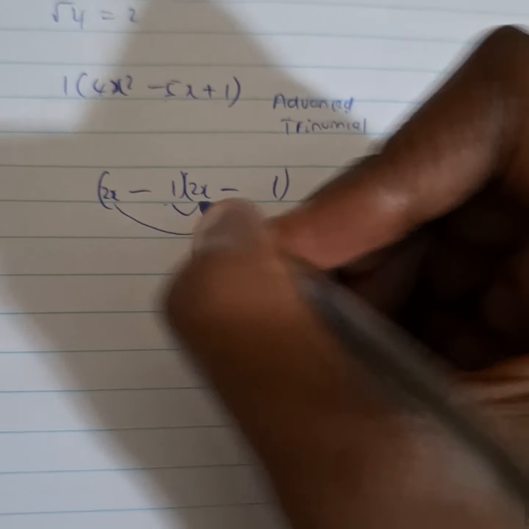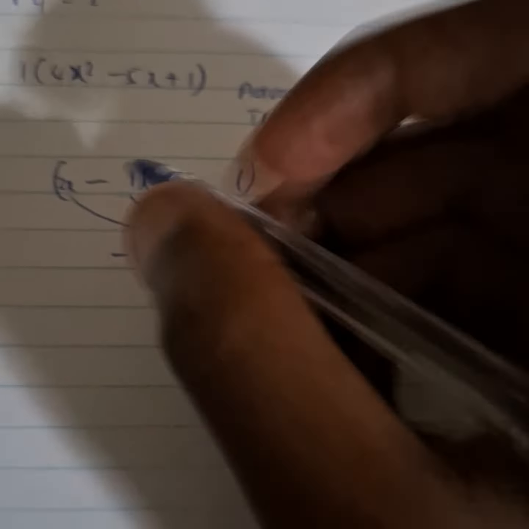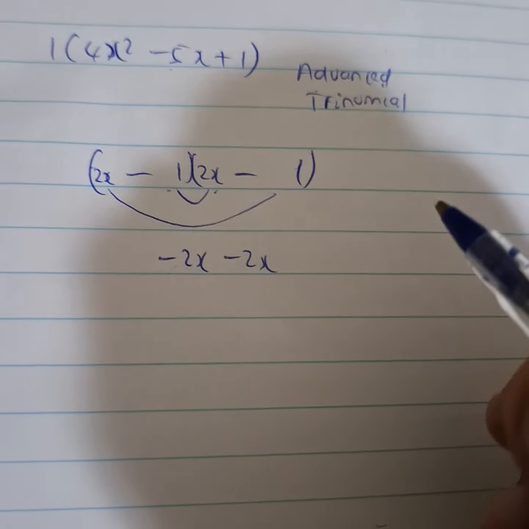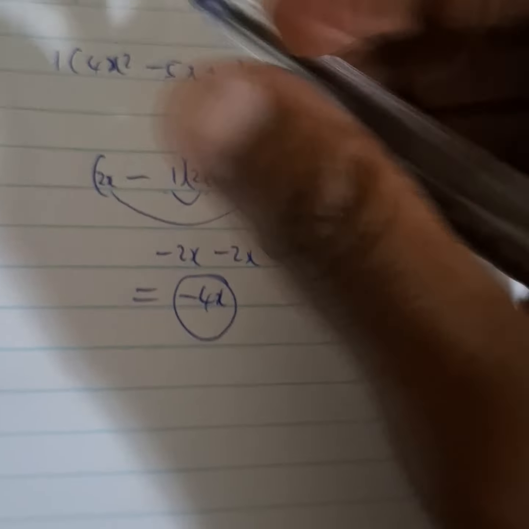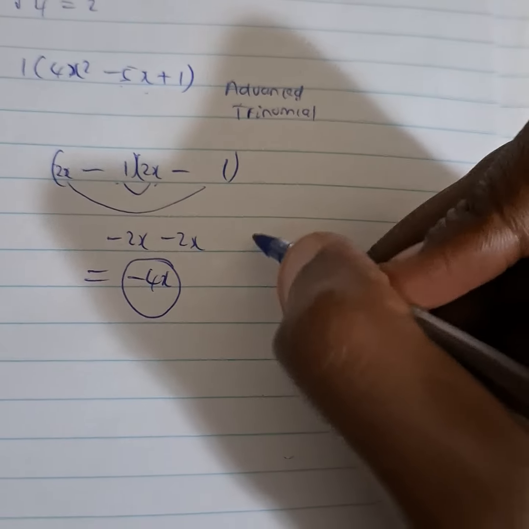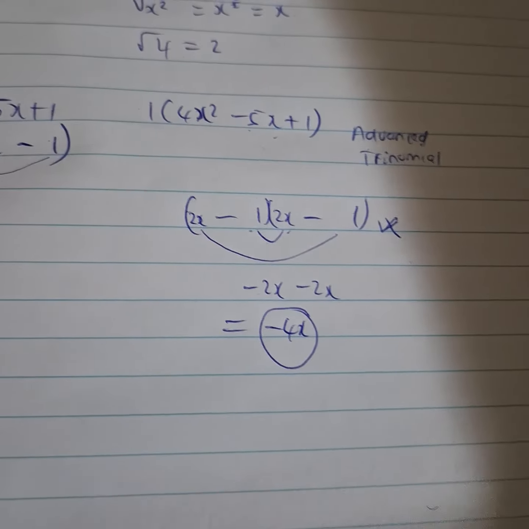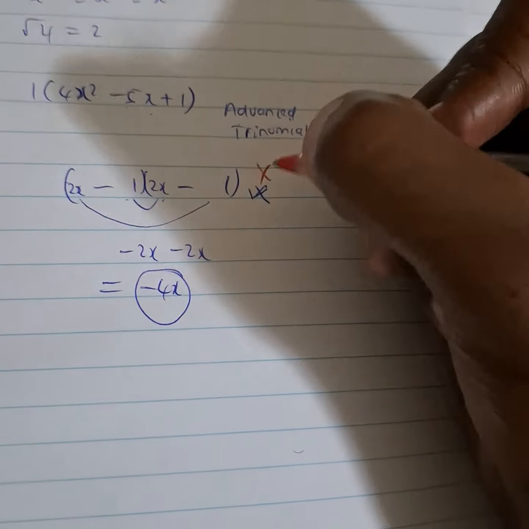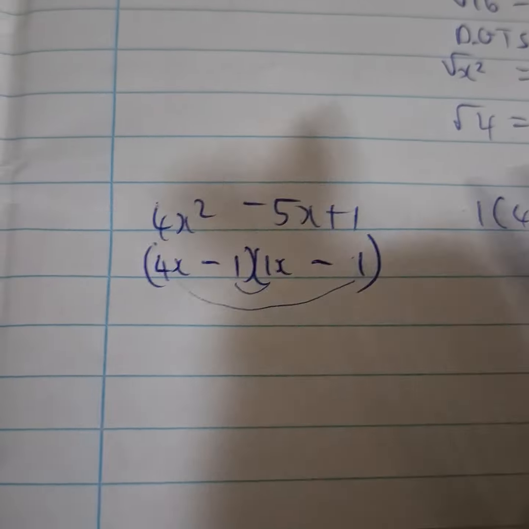What's negative 1 times 2x? That gives us negative 2x. What's negative 1 times another 2x? We get another negative 2x. Together we get negative 4x. Now this negative 4x is not negative 5x, so that means this trial and error attempt does not work. So we have to officially disqualify this one. It doesn't work at all.